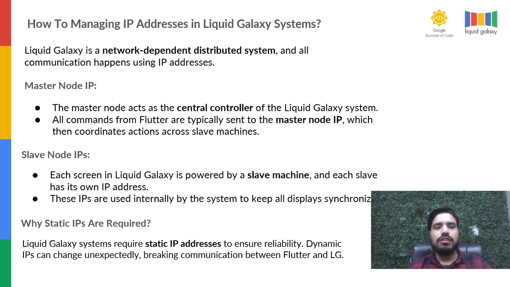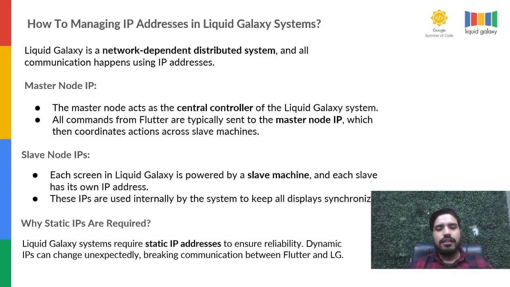So now we are on the last part of our presentation. In this, we try to understand how to manage IP addresses in Liquid Galaxy, because if you can't properly manage your IPs and ports on the Flutter app, you can't make your network communication reliable, because static IPs help to identify that system. Liquid Galaxy is a network-dependent distributed system. All communication will happen using IP addresses. It means if you have the right IP address of that machine, then we can easily connect with that machine and send our commands to that particular machine using the IP address.